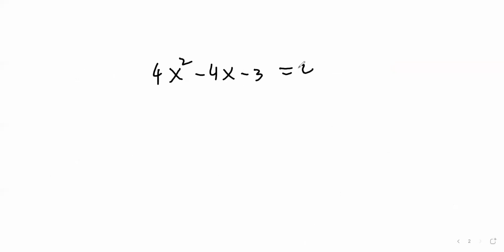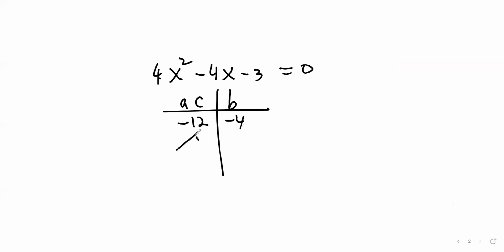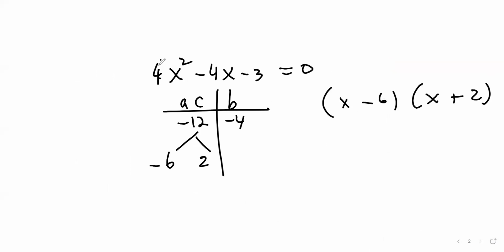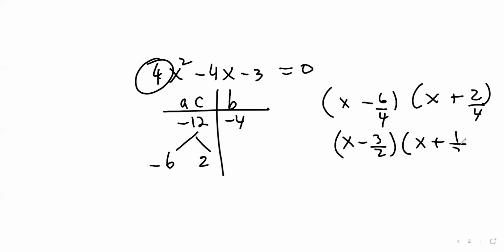And when you factor this, I will just do the AC method. So 4 times negative 3 is negative 12, and this is negative 4, so I can write this as negative 6 and plus 2. So then I'll have x minus 3 plus x plus 1, but then I will divide each one by 4, which gives x minus 3 over 2, and this is x plus 1 over 2. So this will be 2x minus 3.